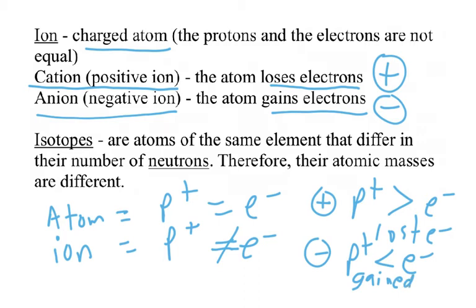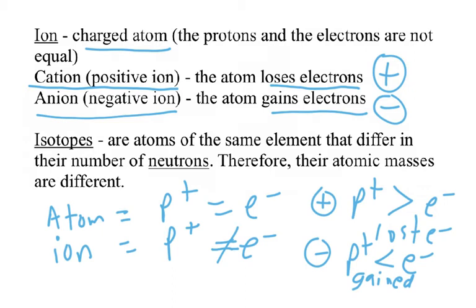Now, what happens if the number of neutrons changes? Well, that creates another scenario called an isotope. You see, isotopes are atoms of the same element, but they differ in their number of neutrons. Because neutrons are part of atomic mass, when you change the number of neutrons, it will affect the atomic mass of the element. The element could be heavier or lighter, depending on how many neutrons it has.